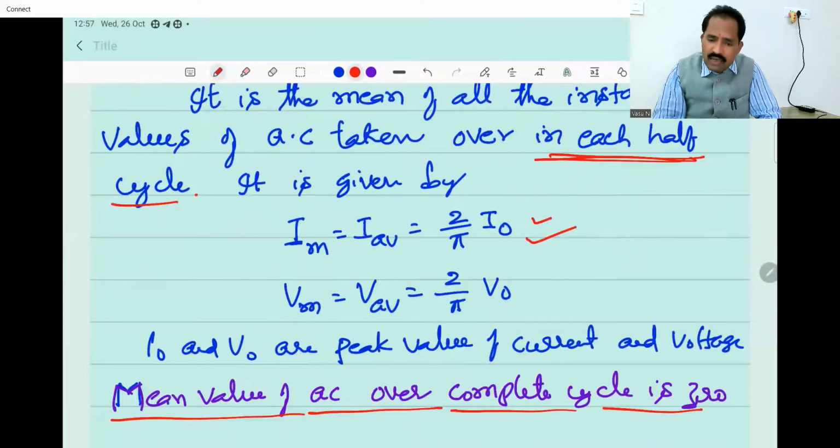So write the relation between the mean value of voltage and the peak value of voltage: V_m is equal to 2 by pi V naught.